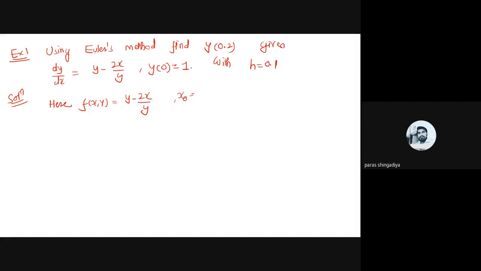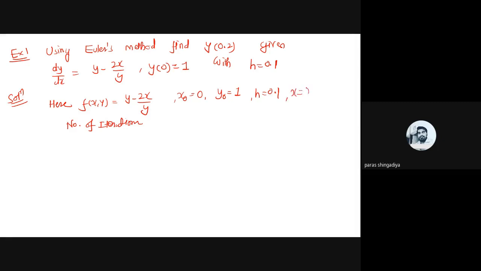y of x0 is equal to 1, means x0 is equal to 0 and y0 is equal to 1. These are the initial values. h is equal to 0.1. Clear? All the data are there. And now let us check the number of iterations. The number of iterations will be how many iterations are required to define y of 0.2.